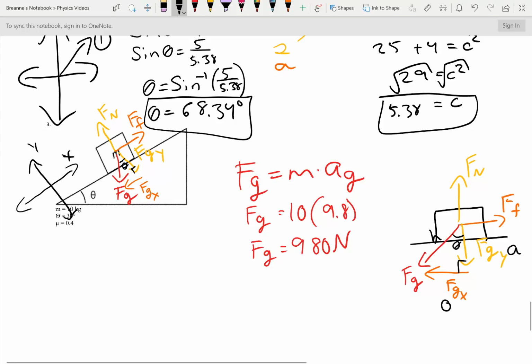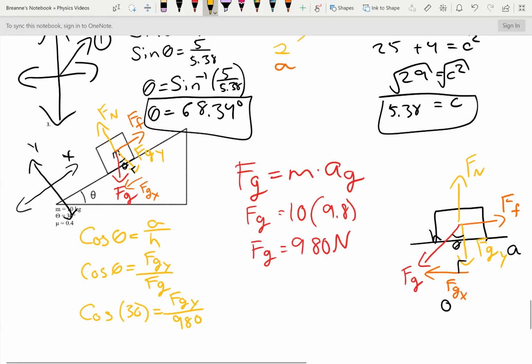So now we can find our f of gx and f of gy. Let's do f of gy. That's adjacent, so we're going to use our cosine. That's adjacent over hypotenuse. Our adjacent is our force of gravity in the y. Our hypotenuse is force of gravity. We know everything but our force of gravity in the y, so our angle is 30. We're looking for our force of gravity in the y. Our force of gravity is 980.